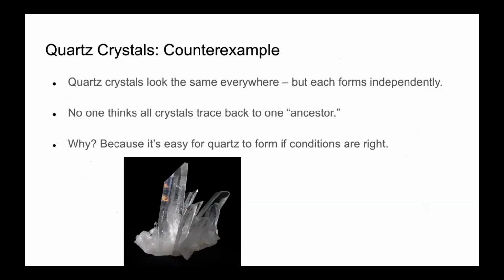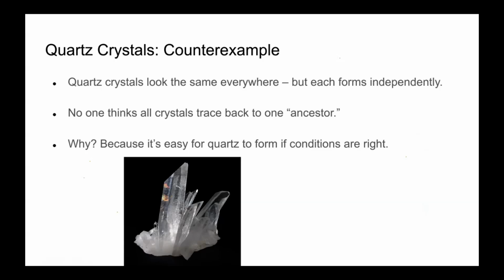But the thing is that each crystal is formed independently from one another. Now, no one thinks that all of these crystals trace back to one common ancestor. Why is that? Whenever you see this crystal, you can see the same exact crystal somewhere in Antarctica and here in Michigan, but you're not going to assume that the crystal in Antarctica and the crystal here in Michigan, somewhere along the line, somewhere in history, must have shared a common ancestor.